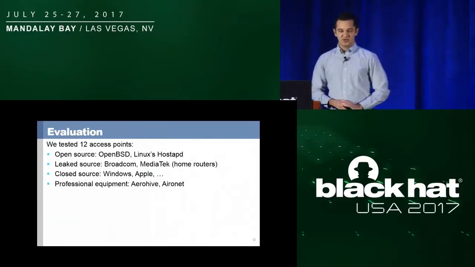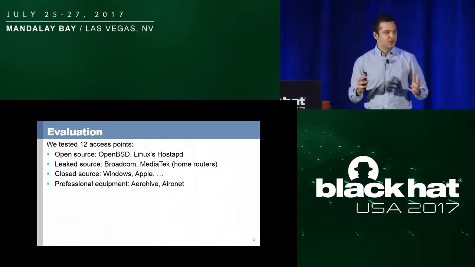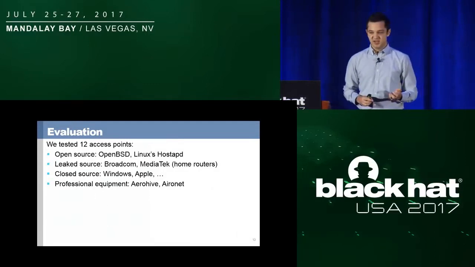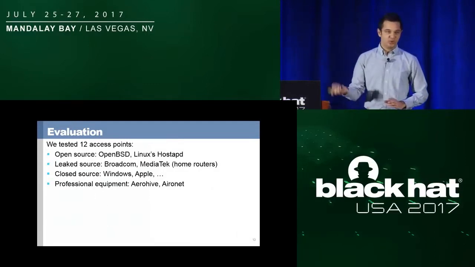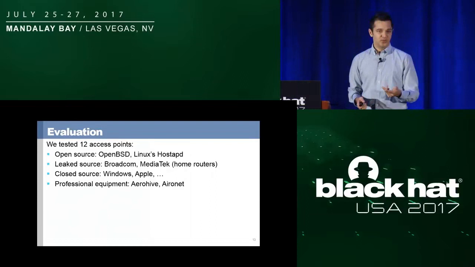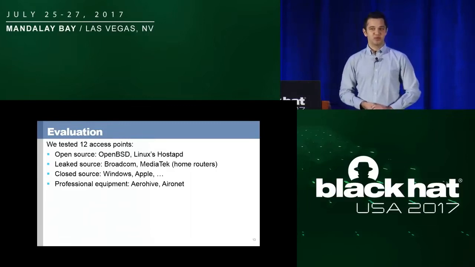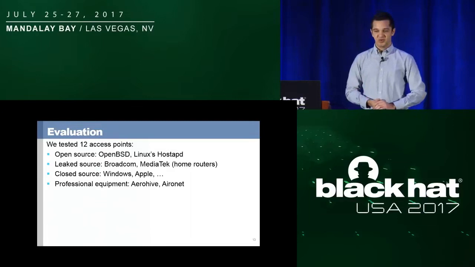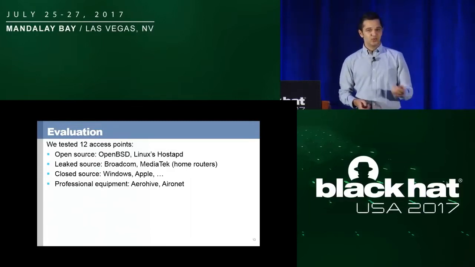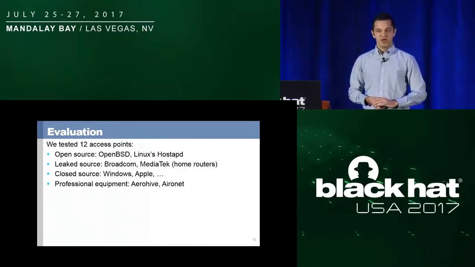And we applied this technique to 12 access points in total. We tried to get a good variation in the type of access points that we tested. For example, we have open source ones like OpenBSD and Linux implementations. We also have code of home routers where the source code was leaked, so there's old code of Broadcom and MediaTek. And there's also the traditional closed source implementations like Microsoft, Apple, and so on. We also tried to test two more professional access points, namely the ArrowHive implementation and also an ArrowNet, which I think was from Cisco.